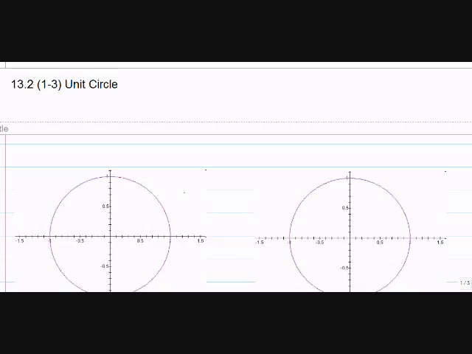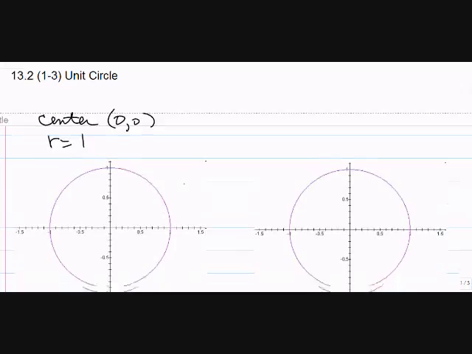All right, so we're not going to do any of that special right triangle stuff again until tomorrow. Right now we're going to investigate something we call the unit circle. The unit circle is a circle that is centered at the origin, which makes it easier, and has a radius of 1. So a pretty simple circle here.